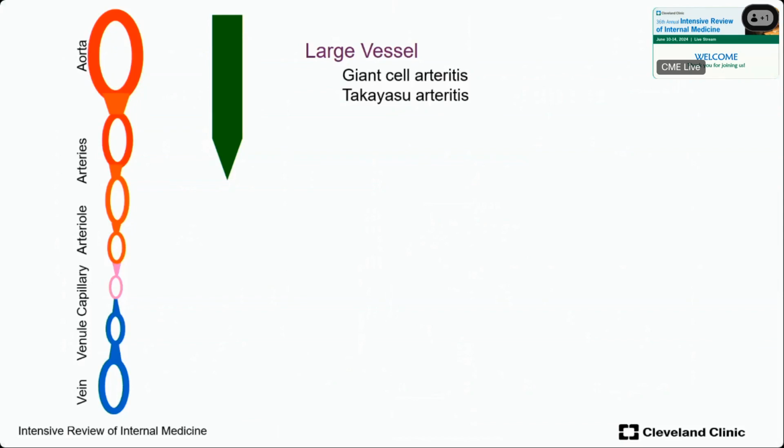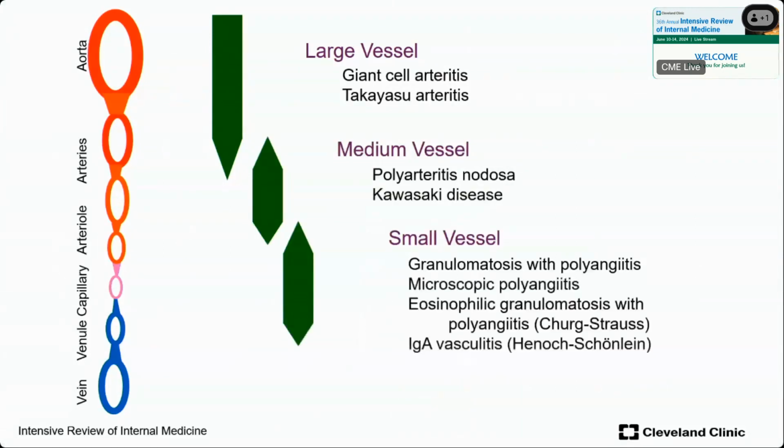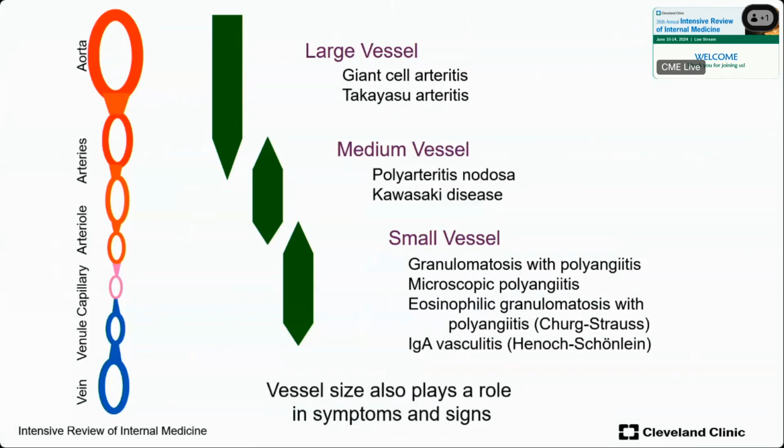Our large vessel vasculitis would represent giant cell arteritis and Takayasu arteritis. Medium vessel vasculitis would include polyarteritis nodosa and Kawasaki disease, which almost exclusively affects children. And then the broadest range, which is our small vessel vasculitis, which include granulomatosis with polyangiitis, microscopic polyangiitis, eosinophilic granulomatosis with polyangiitis, Churg-Strauss, and IgA vasculitis, Henoch-Schönlein. Now, vessel size also plays a role in the symptoms and signs that the patient may present with.